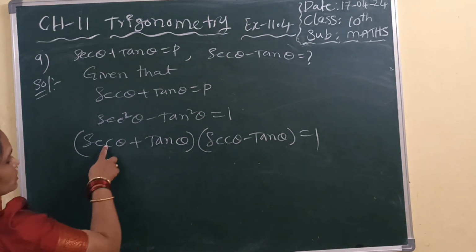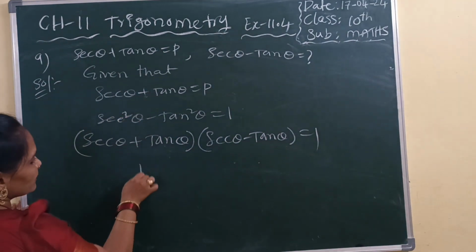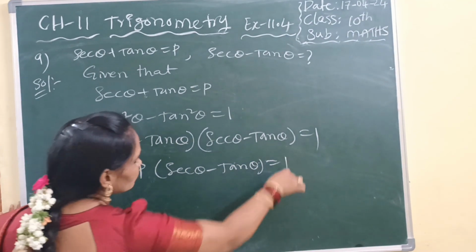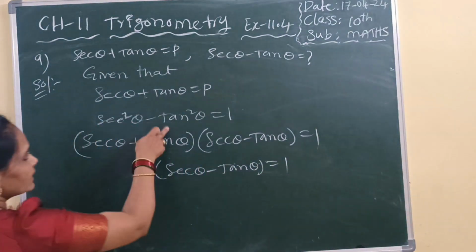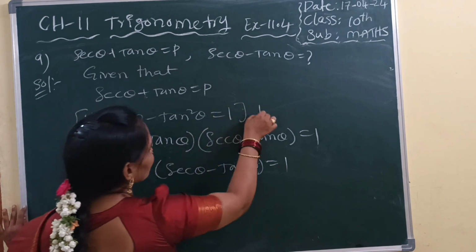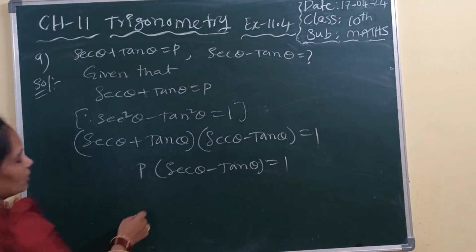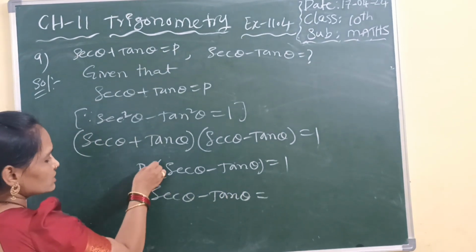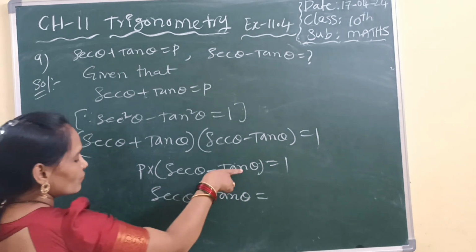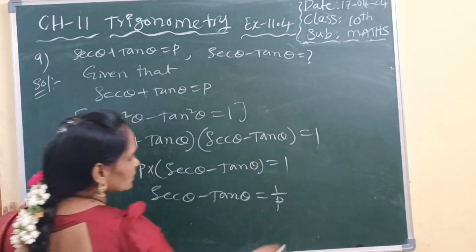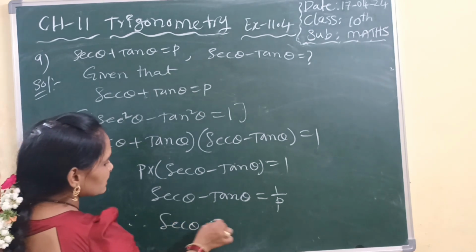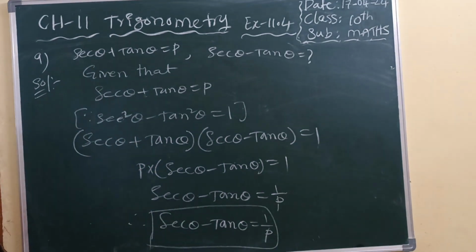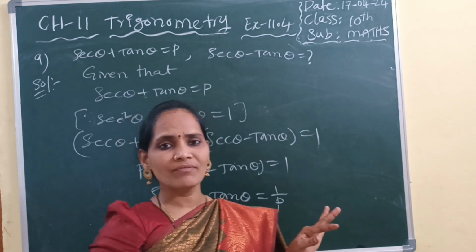So sec theta plus tan theta is already given in the question as P. That value into (sec theta minus tan theta) is equal to 1. This is the identity, very very important. Next, we want the value of sec theta minus tan theta. Here, if any symbol is not there, it means into only. Transposing the multiplication, we use division. Therefore, the value of sec theta minus tan theta is 1 by P.